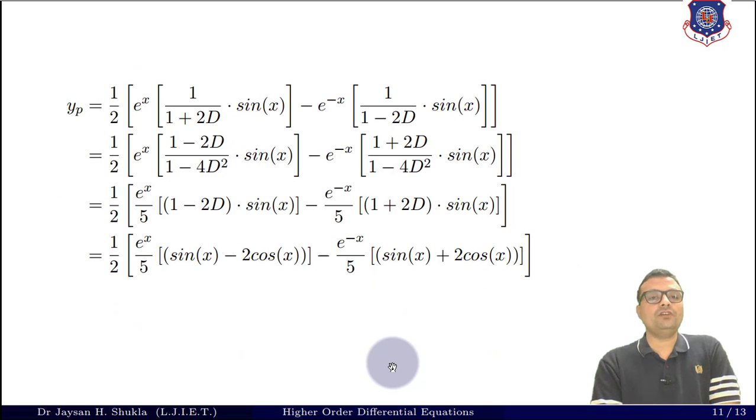Pause and check each and every step over here and then move to the next stage. Okay, so now we have 1 over 1 plus 2d into sin x minus e raised to minus x, 1 over 1 minus 2d into sin x.